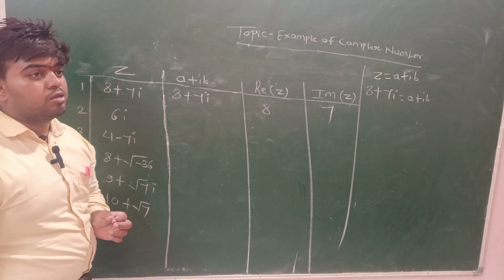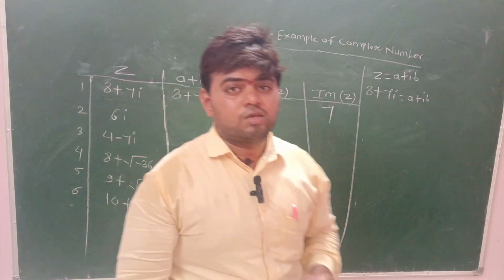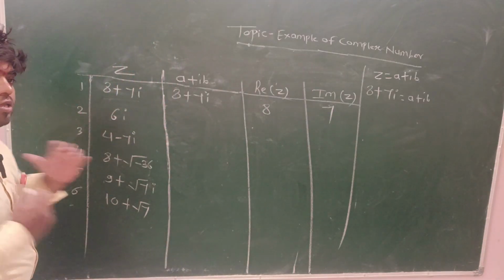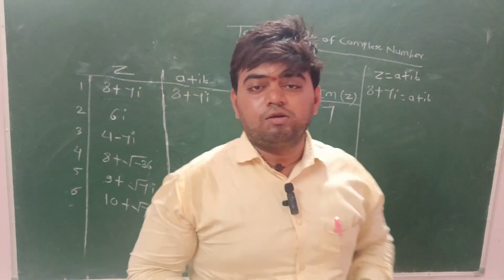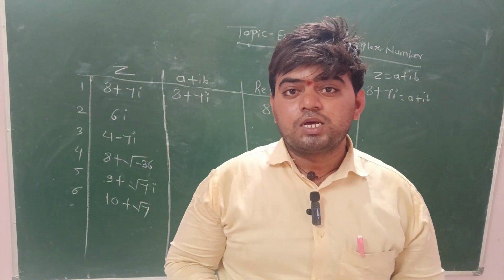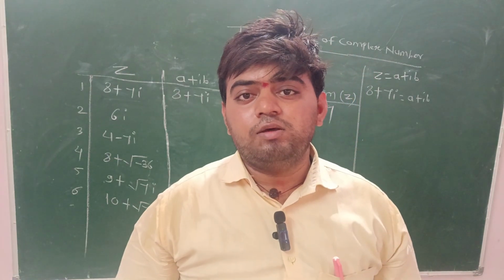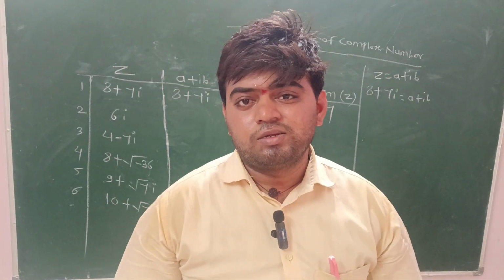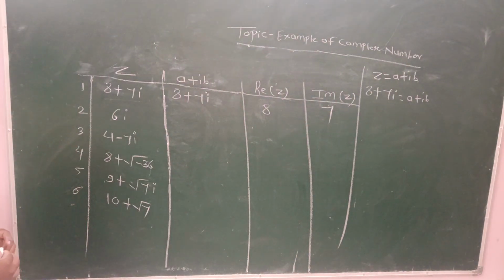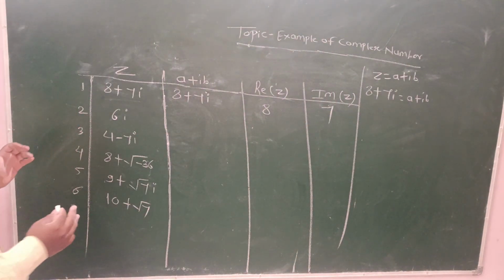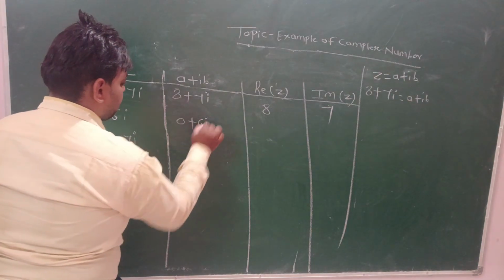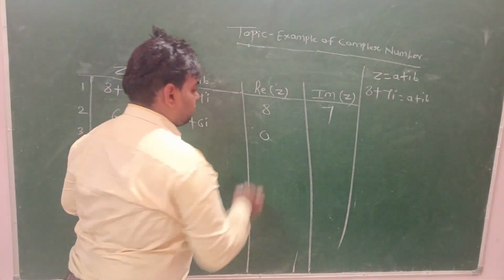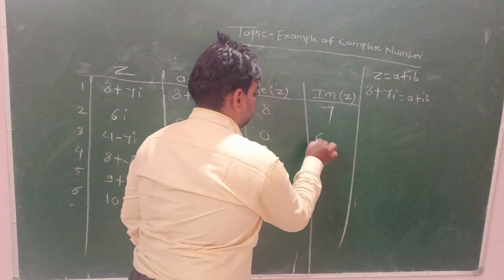Next example. In this second example the real part of z is absent. Only the imaginary part of z, that is b, is present here, but a is not present. So in the form a plus ib it is 0 plus 6i, and the real part of z is 0 and b is 6.